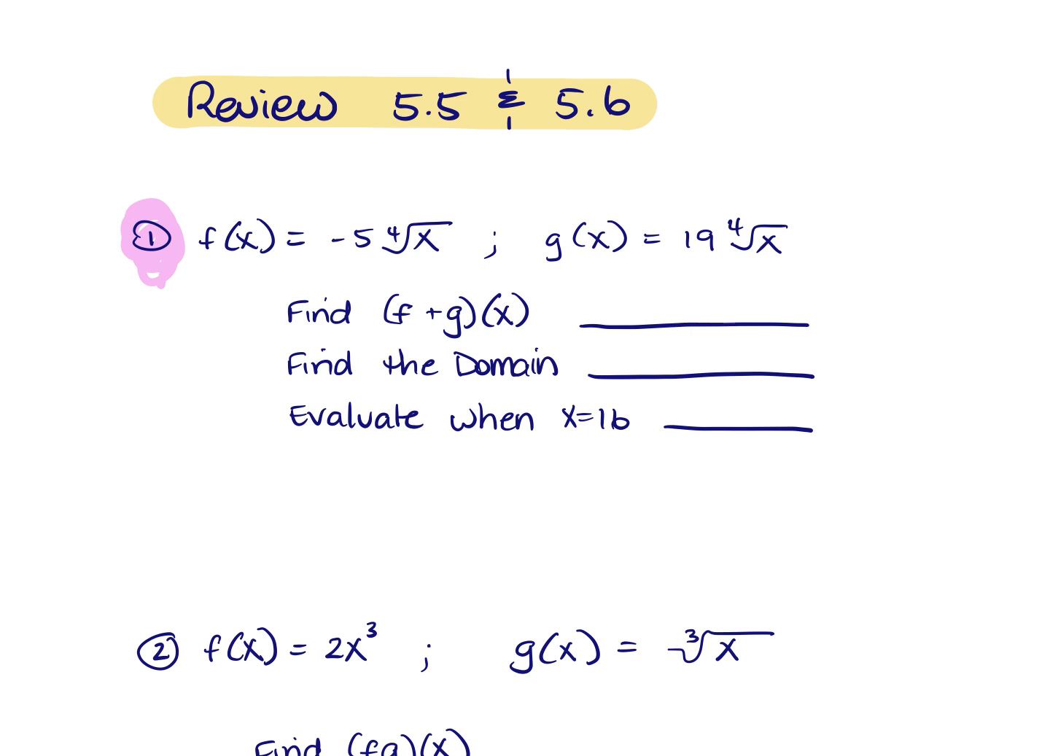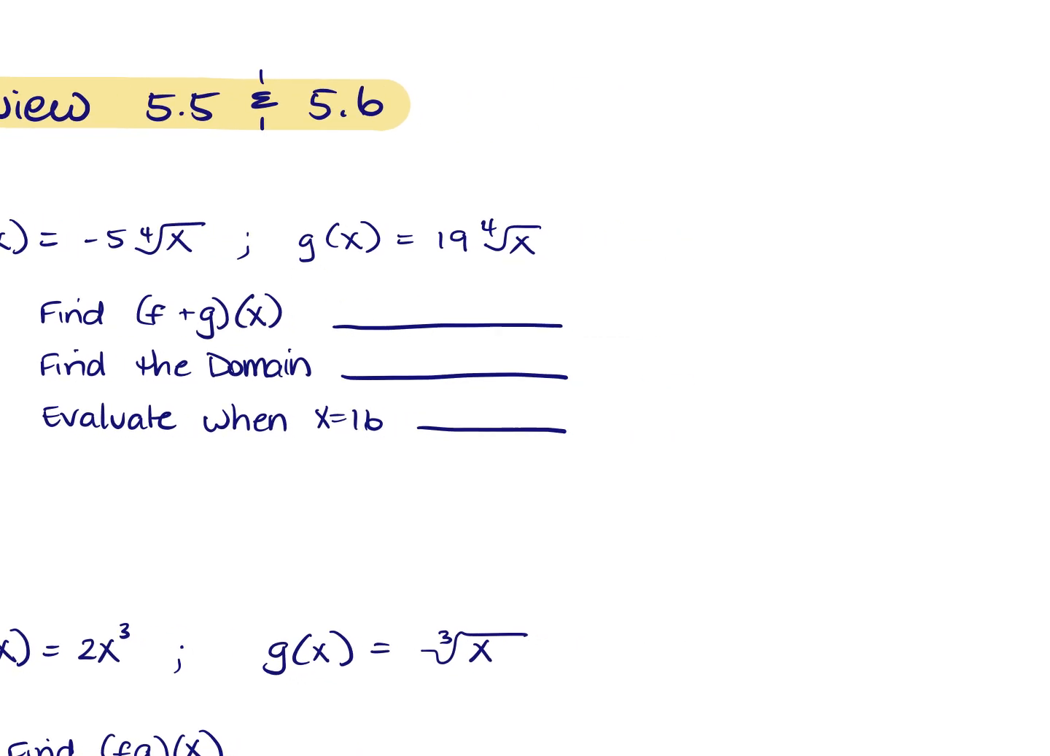So to find f plus g, we're going to add our two functions together. So -5 times the 4th root of x plus 19 times the 4th root of x. So these are like terms, so we can add them together, and it would be 14 times the 4th root of x. So we just add our coefficients, the variable part stays the same. So when adding or subtracting, we just combine our like terms together.